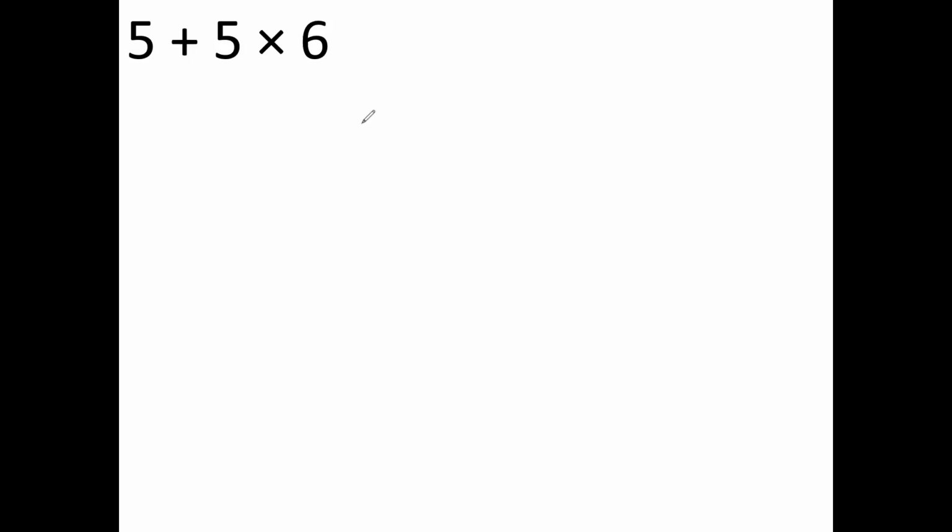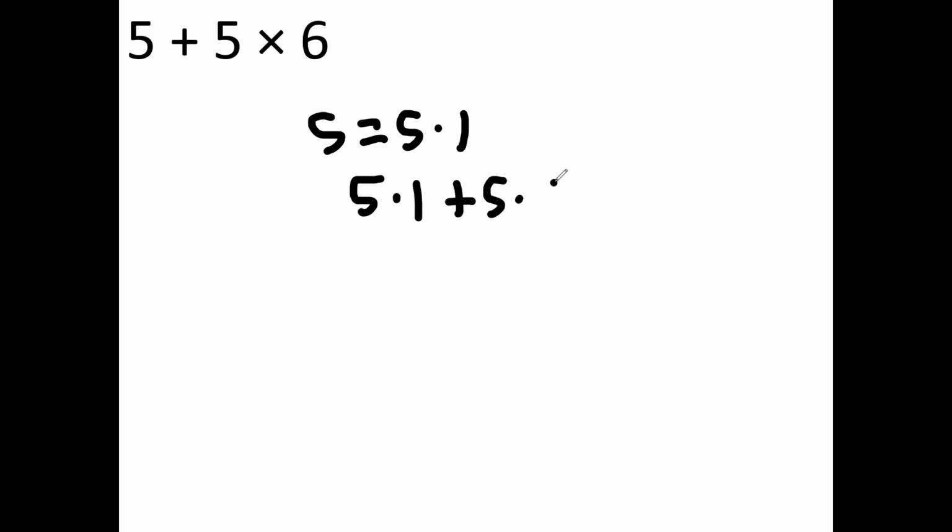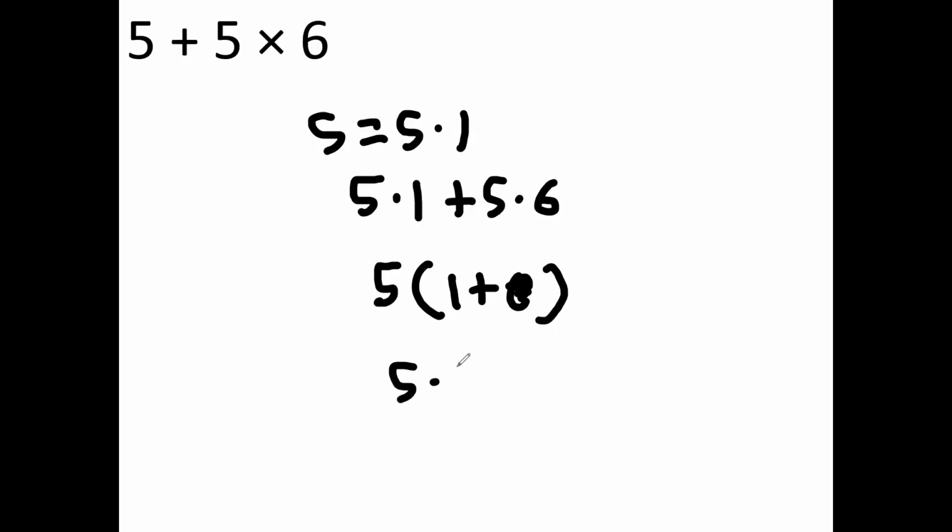Now, 5 is equal to 5 times 1. So replacing that instead of 5, we get 5 times 1 plus 5 times 6. And we take 5 common. So 5 times (1 plus 6) is equal to 5 times 7, which is 35.